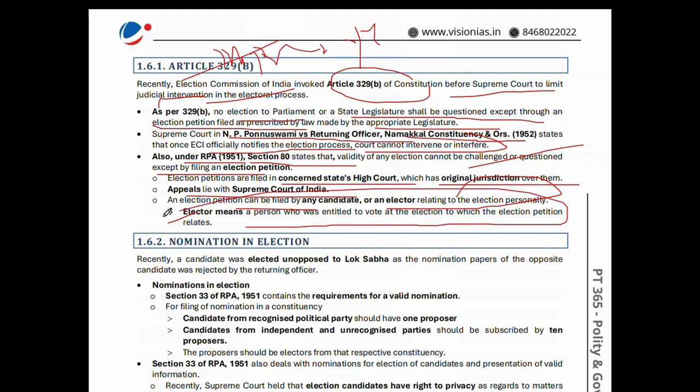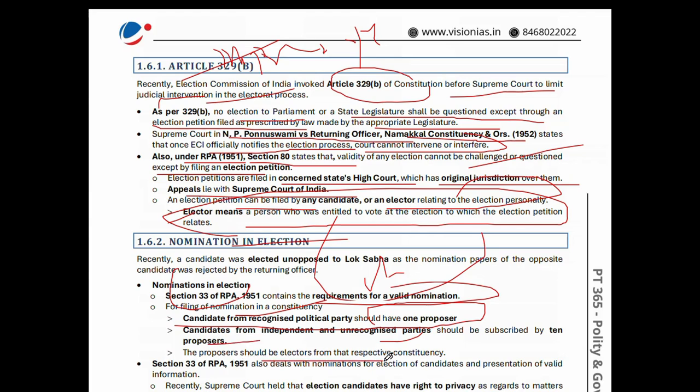Now, nomination in election. You know the 2024 election was there, that's why it's in the news. What is nomination in election? Is it mentioned in the Constitution? No, it is not mentioned in the Constitution. It is mentioned in the Representation of People Act 1951, which contains the requirements of a valid nomination. To file a nomination in the constituency, a candidate from a recognized political party requires one proposer. A candidate who is independent or from an unrecognized party should be subscribed by 10 proposers. Proposers should be electors from the respective constituency.